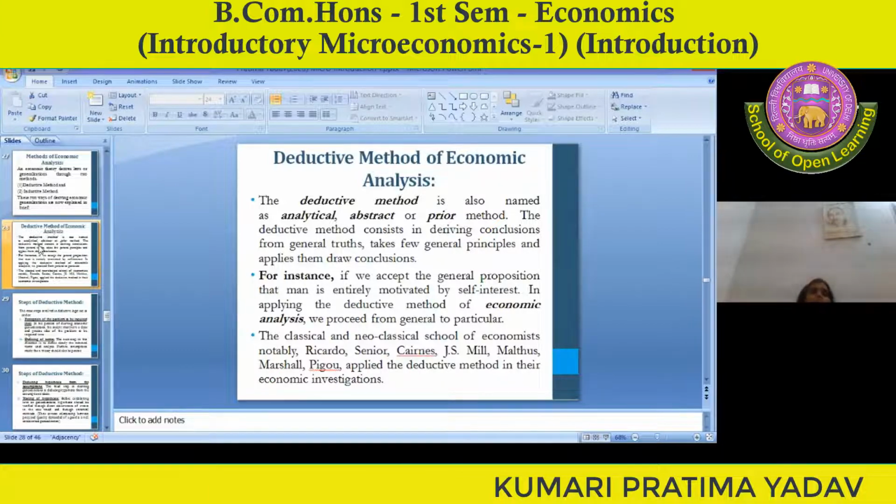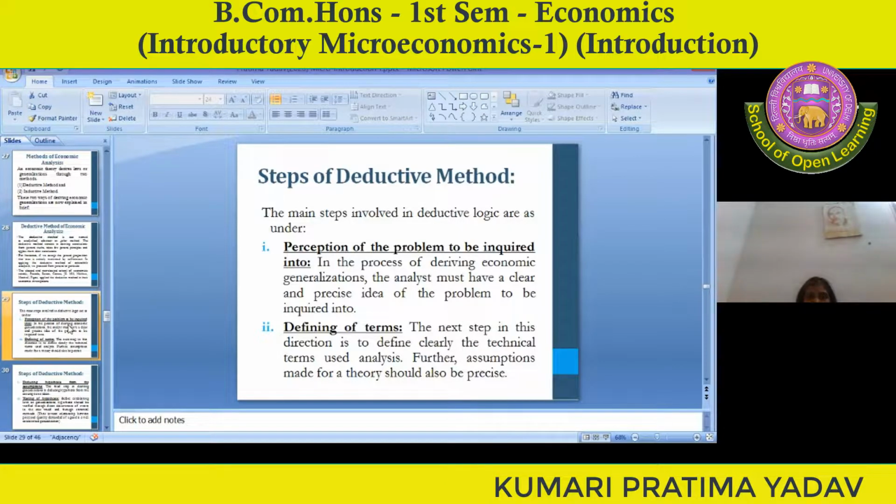Like you see that people generally, when the prices are low, are going to buy the things. You derive that price and demand have a negative correlation. So that is the deductive method. So this is the deductive method.